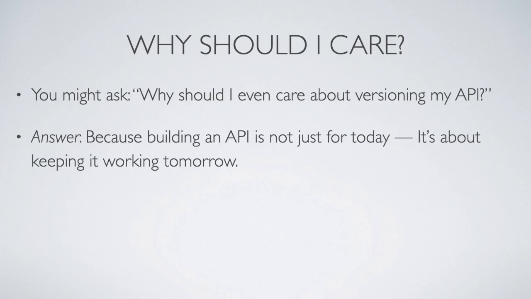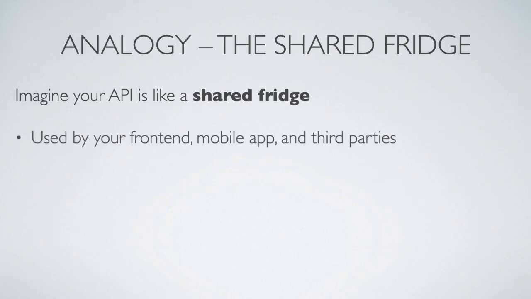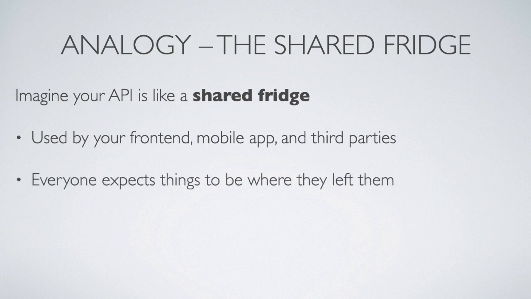Let me give you an analogy. Imagine your API is like a fridge in a house shared by multiple people. Maybe your mobile app uses it, your front end, maybe even a few third-party services. Everyone's going in and out of that fridge, expecting to find things where they left them.